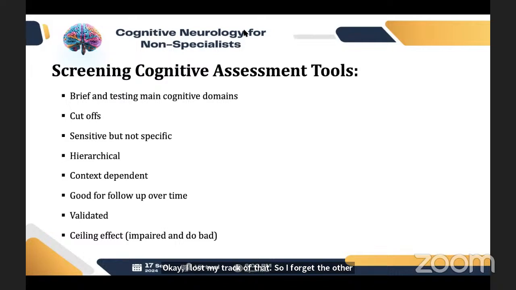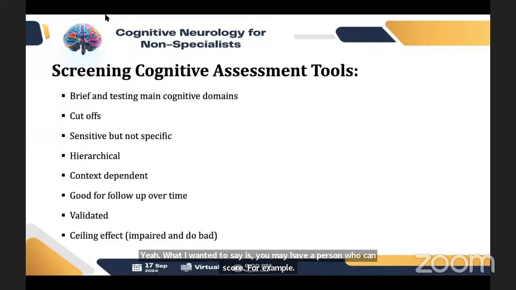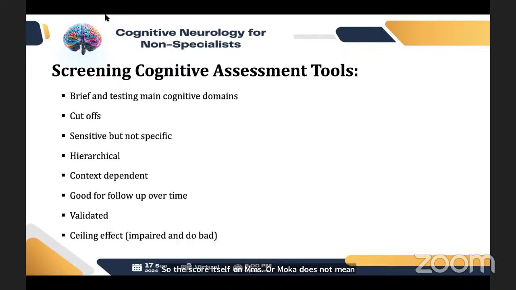So you need to understand that during cognitive assessment, the assessment is hierarchical. So what I wanted to say is you may have a person who can score, for example, 10 out of 30 on MMSE, but the reason is they have Broca's aphasia. So they don't have dementia. So the score itself on MMSE or MoCA does not mean anything if you don't put it in the right context. The other thing is the hierarchy of the cognitive domains.